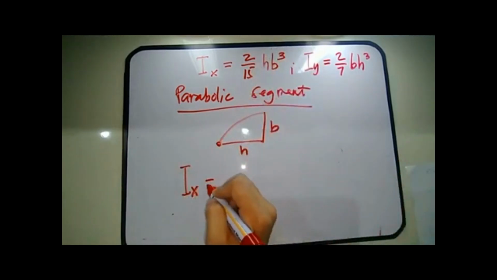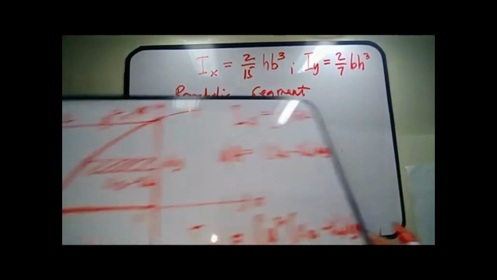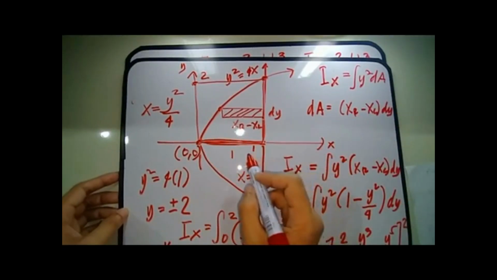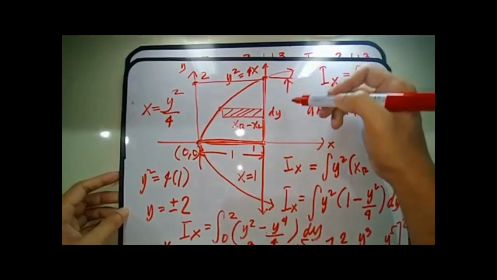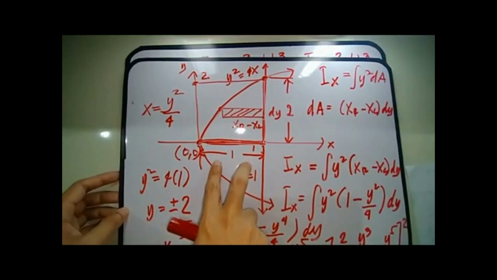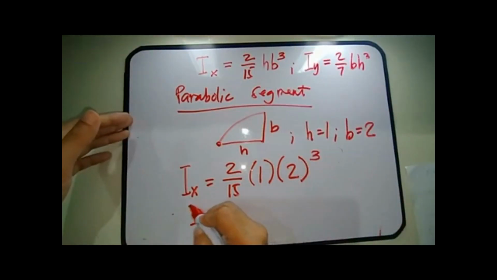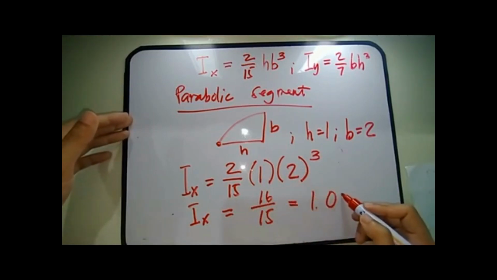So, Ix equals 2 over 15, ano ba yung h natin? So, let's go back to the figure. So, yung h natin is ito. This will be distance 1. So, this is x is equal to 1. So, therefore, this is 1 unit. Then, this height here will be, of course, that is 2. So, h is 1. Then, b is 2. So, this is 1 times 2 cubed. So, Ix will become 2 times 2 cubed. So, 8. So, 2 times 8, that is 16 over 15. So, same answer lang, guys. So, 1.067.